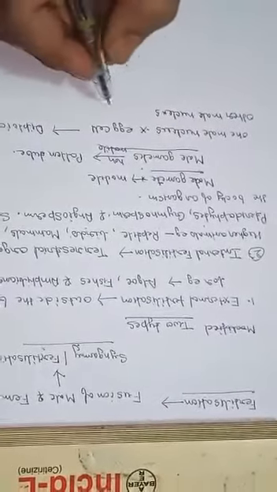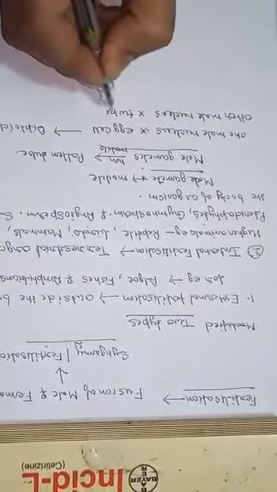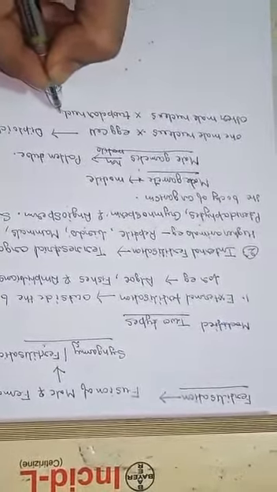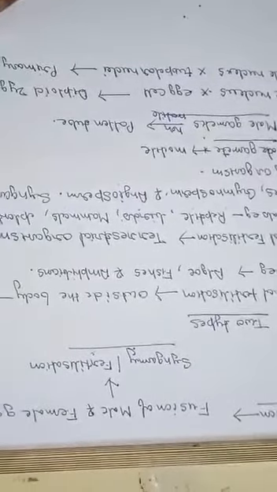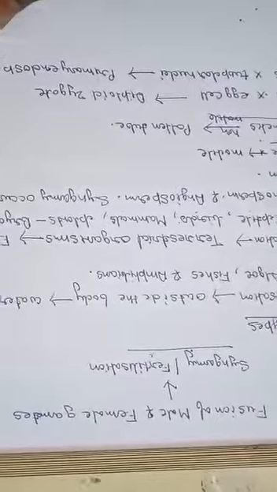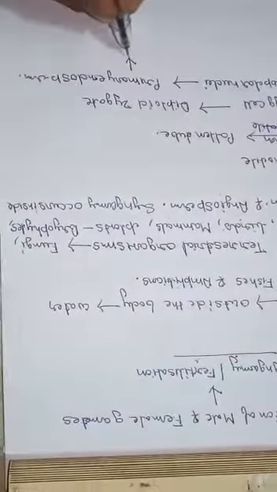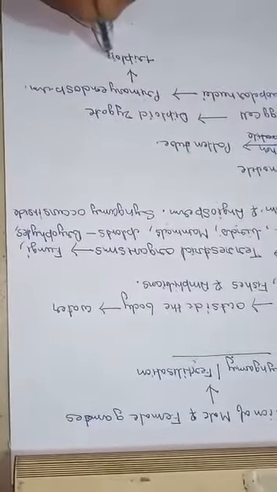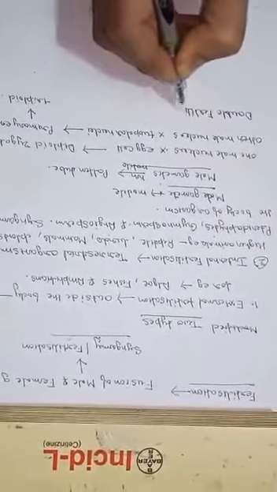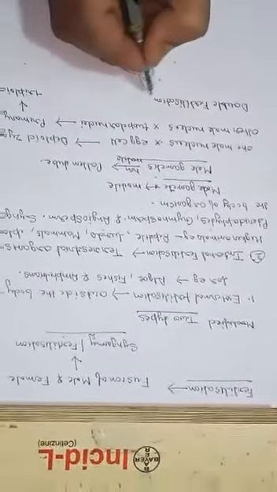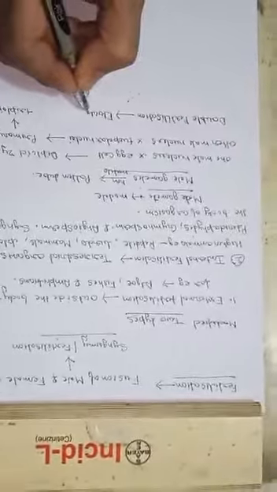nucleus fuses with two polar nuclei to form a primary endosperm nucleus, which is triploid. This is known as double fertilization. Double fertilization occurs in flowering plants, or double fertilization is the characteristic of flowering plants.